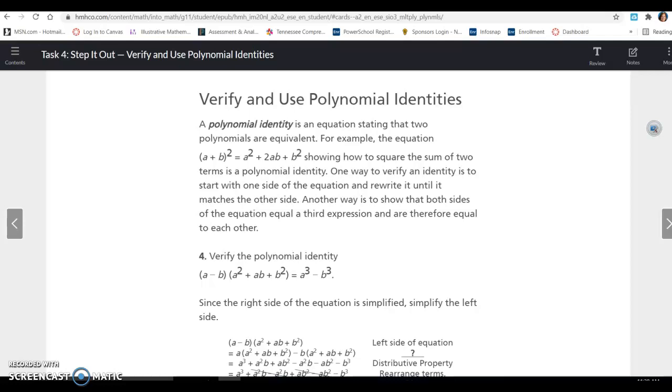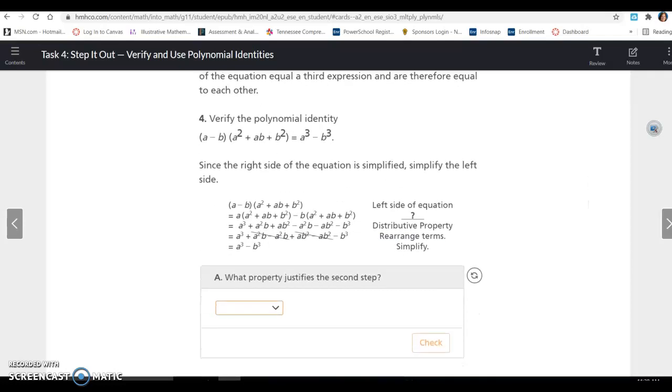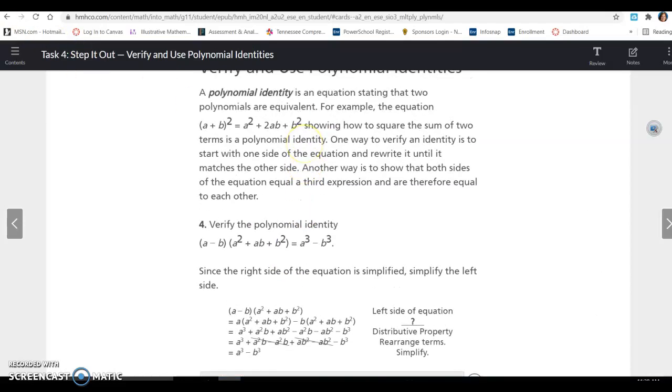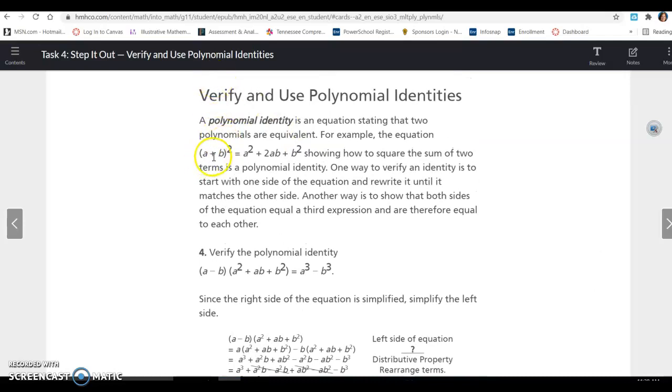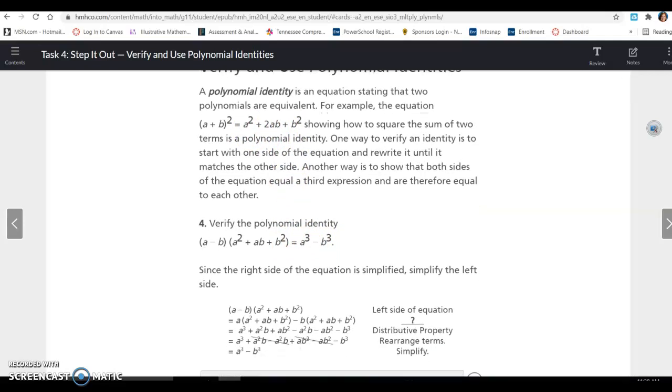All right, verify the polynomial identity. All right, so this is an identity that's important in this class. The one above it, this identity is a sum of a perfect square, and there's a sum and difference of perfect cubes, which is this one right here. Anyways, these are very important on the ACT. So this is something not only important for this class, but these identities can help you answer questions more quickly on the ACT if you understand the identities.